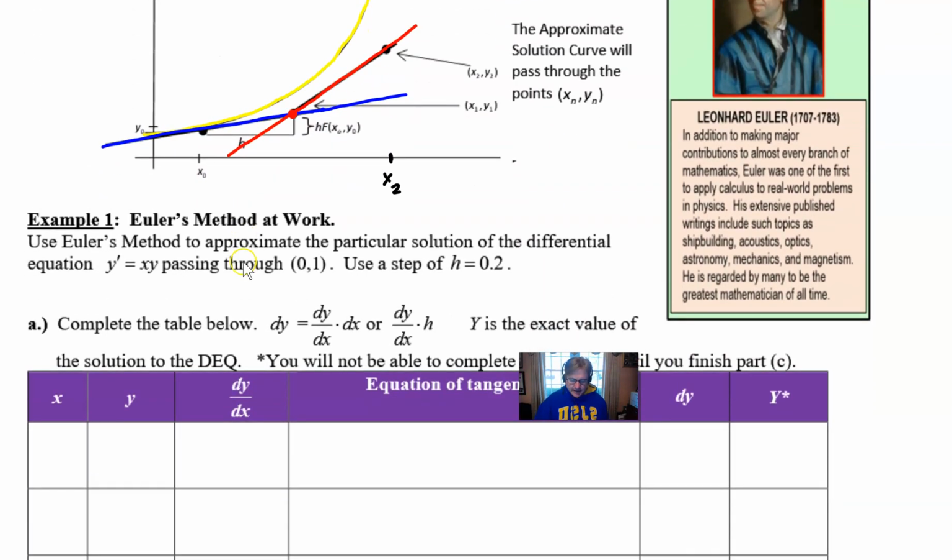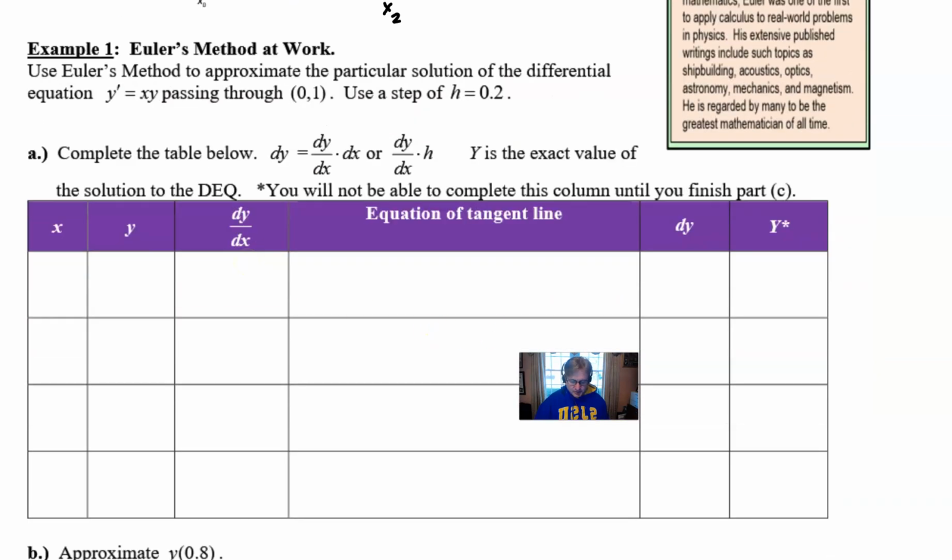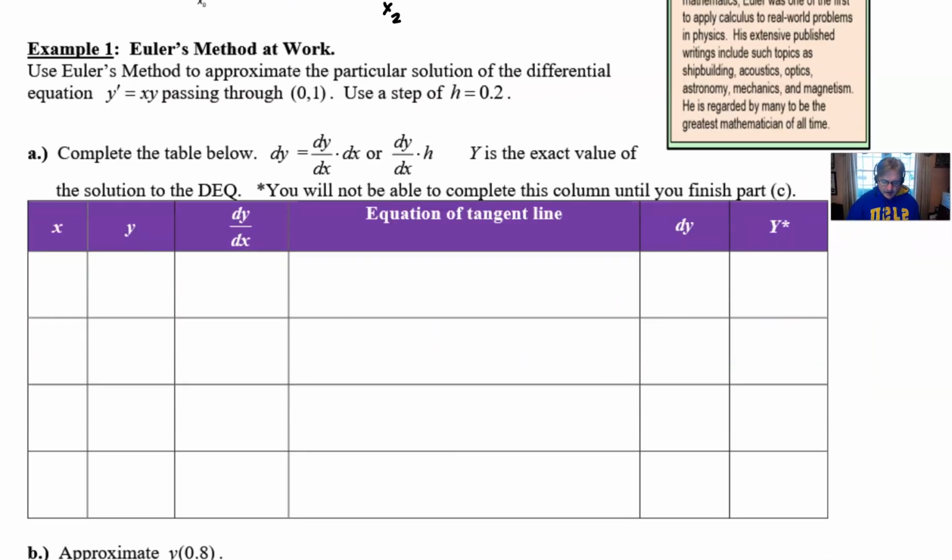So let's take a look at Euler's method at work. So I'm going to scroll this up, find a good place for my camera here, and let's go ahead and go to town with this guy.